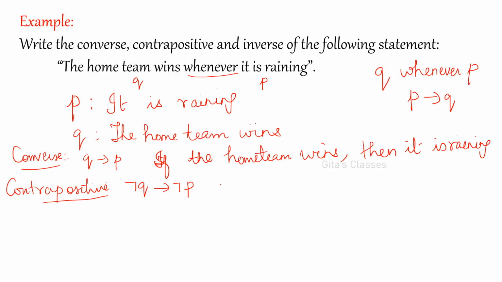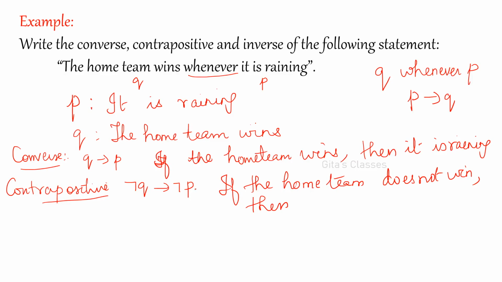What is not Q now? What is Q? The home team wins. So you have to negate it. How will you negate this? The home team does not win. So if the home team does not win, then what? Then not P. P is it is raining, so what is not P? It is not raining. Then it is not raining.